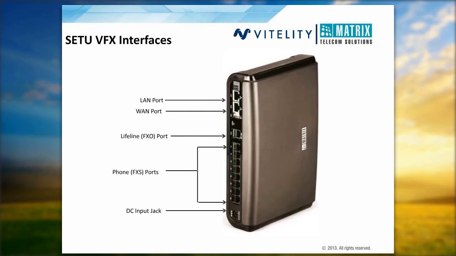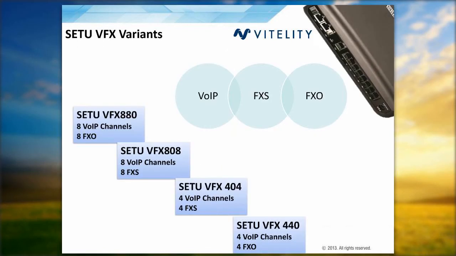The interfaces: you have a LAN and a WAN port, obviously, and then there's a Lifeline FXO port, and then you have the banks of FXS ports, and it's a 12-volt DC power jack. Now, the different types of variants, as you will see.